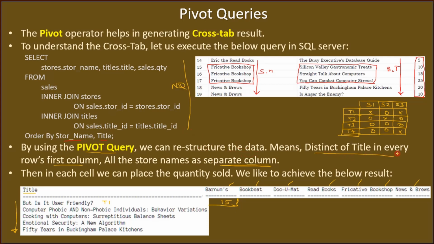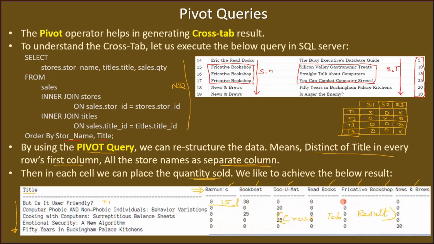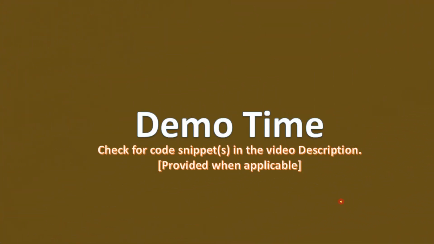That means distinct titles in every row's first column, this one. Then all store names as separate columns. So this is the store name displayed in a separate column. Then in each cell we can place the quantity sold. We would like to achieve this below result, and this is what is called a CrossTab query or CrossTab result. Alright, now let's go to the demo and see how to achieve this.